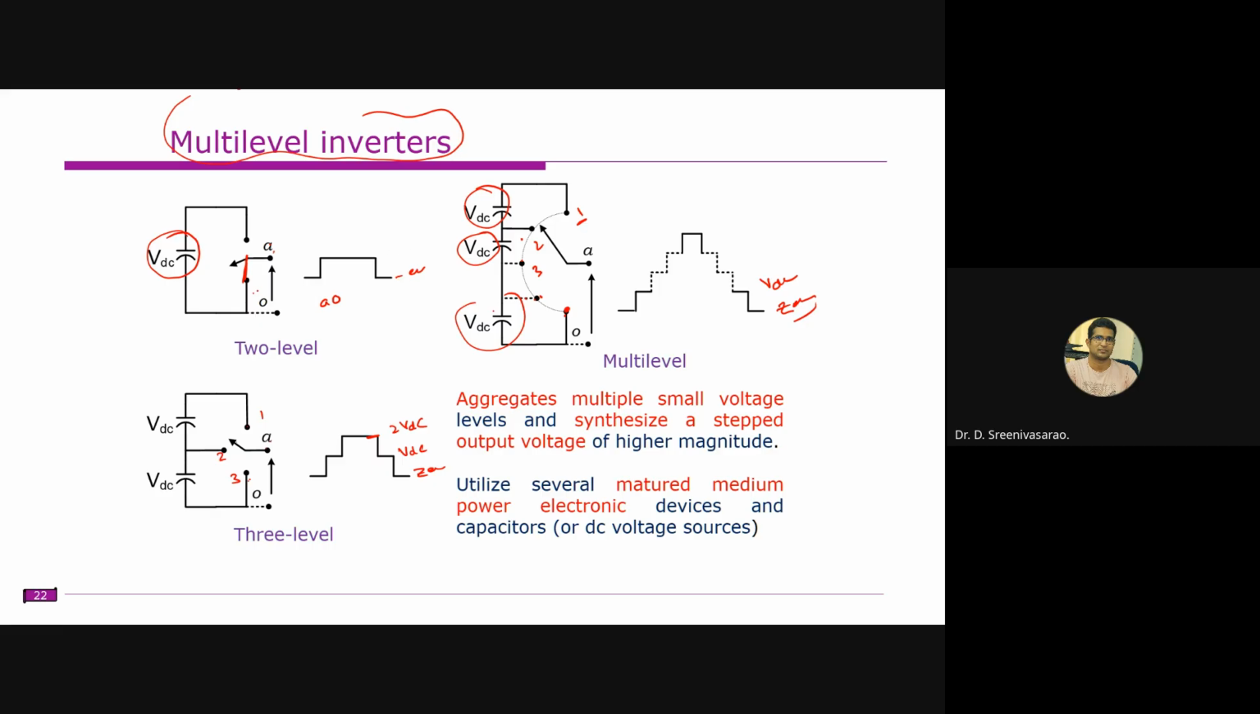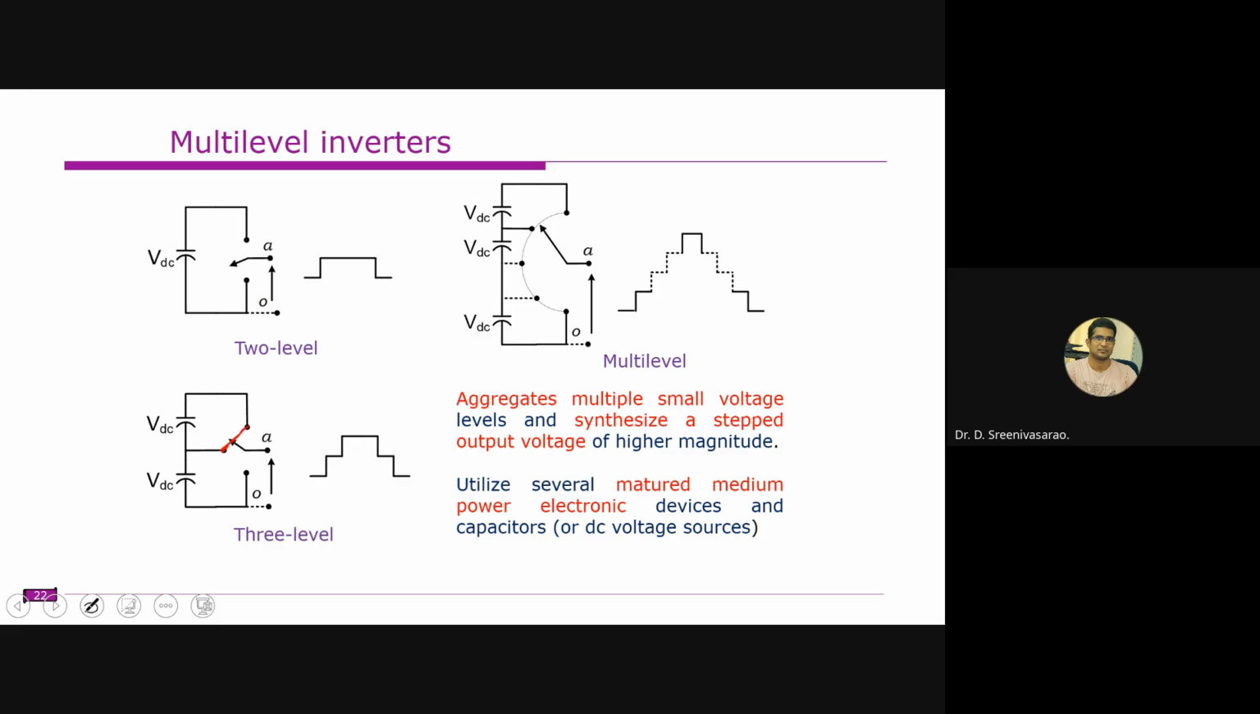If you compare these two waveforms, this one is closer to a sinusoidal waveform, and this is a much better approximation of a sinusoidal waveform. When you produce a sinusoidal waveform, the THD of that waveform will be very low. Another thing is that we can easily integrate to the grid, and it also reduces the filter requirement. The good thing here is that we are using small voltage steps. For example, this converter is of 2 VDC rating, but we are using only small DC sources, that is, small steps of DC voltage sources.